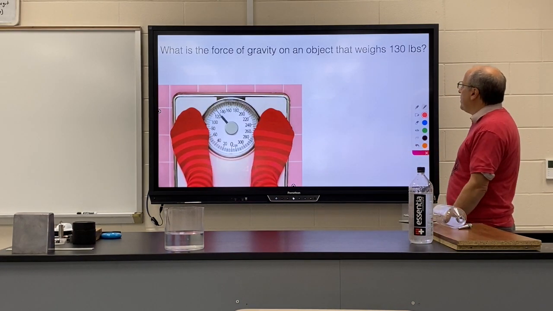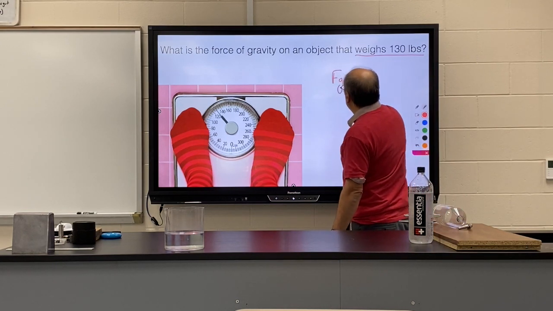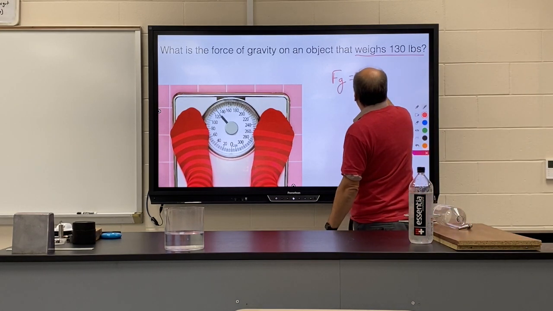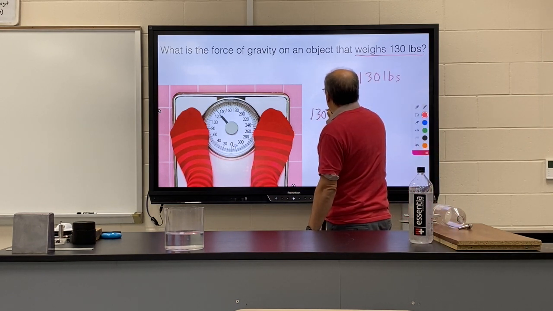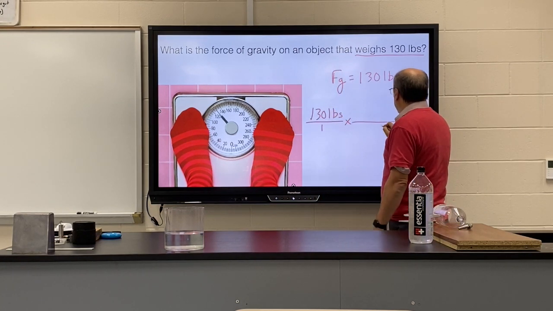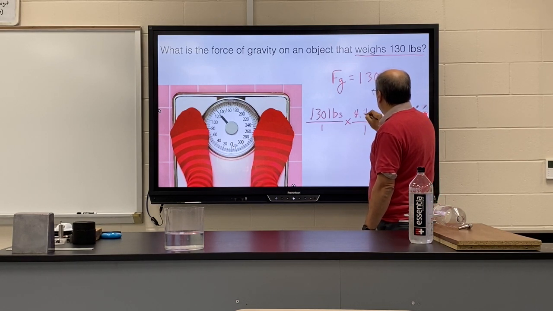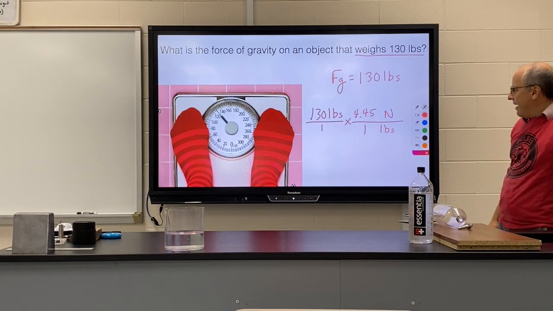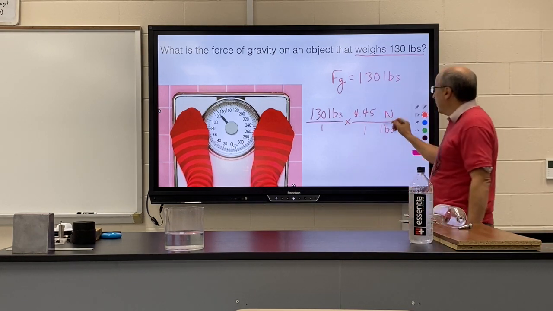Finally, what if you get an object's weight in pounds? Remember that weight is just a synonym for force of gravity. So you have the weight, but it's in the wrong unit. So I want to make sure you know how to convert. And 1 pound is equal to 4.5 newtons. So if you have to convert, you take your pounds, you turn it to newtons.